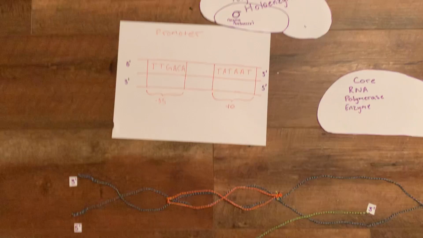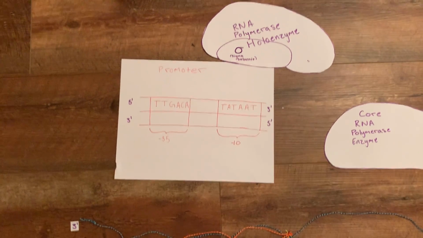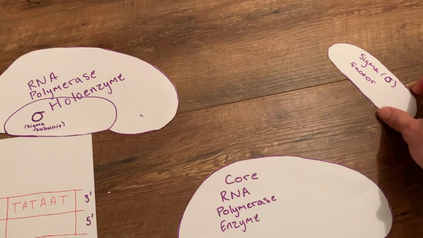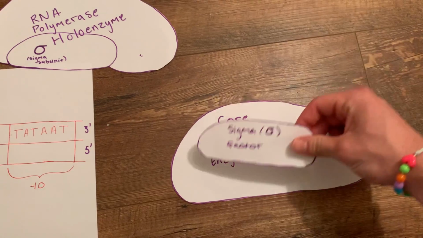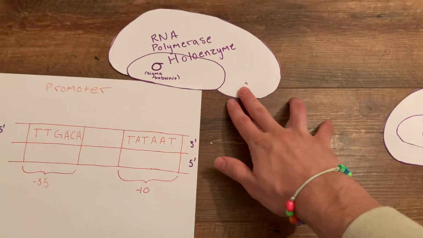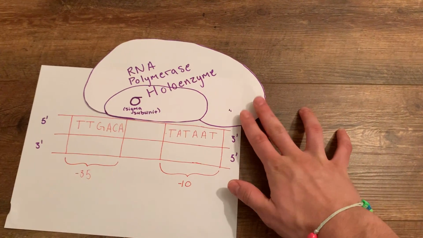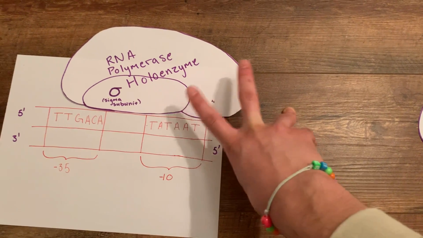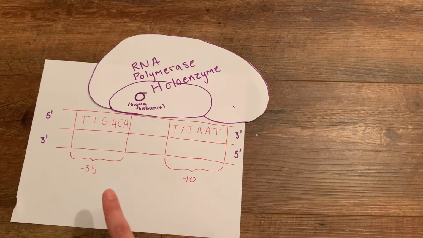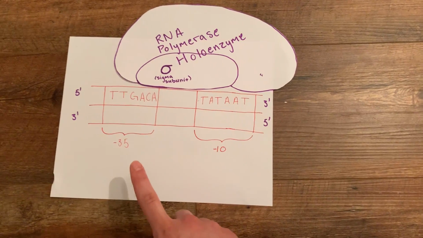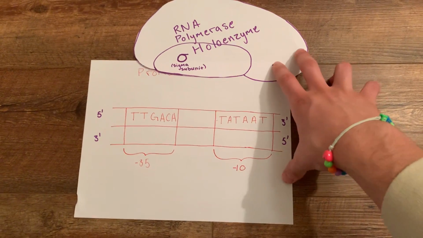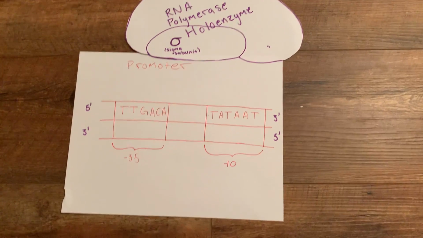So for RNA polymerase to bond to the promoter region, we start off with the core enzyme, but that needs a sigma factor. So the sigma factor comes in, bonds to this, and it creates the holoenzyme. The holoenzyme is the whole unit, including the sigma subunit. So this bonds to the -35 and the -10 consensus sequences and regions of the promoter.